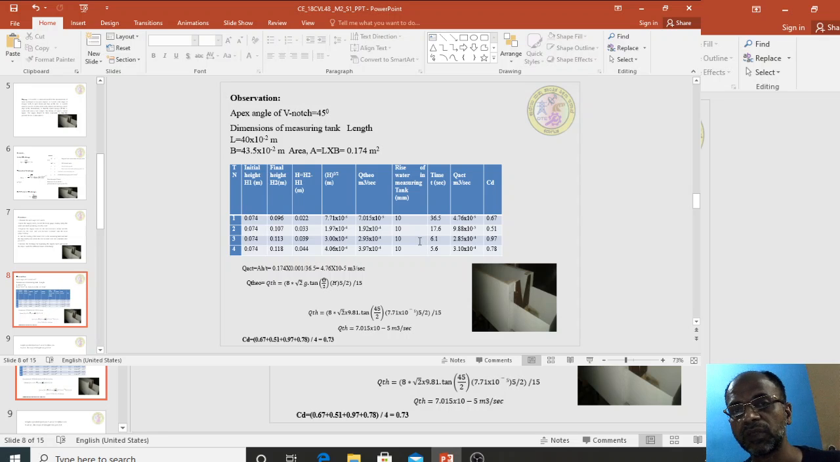Third trial, the valve opening was 75%. So more water is allowed into the tank, so the measuring tank fills more quickly. Therefore, the time required to fill 10 mm is further reduced to 6.1. Fourth trial, the valve was fully opened. Therefore, the tank has quickly filled to a height of 10 mm, and the time taken is 5.6.